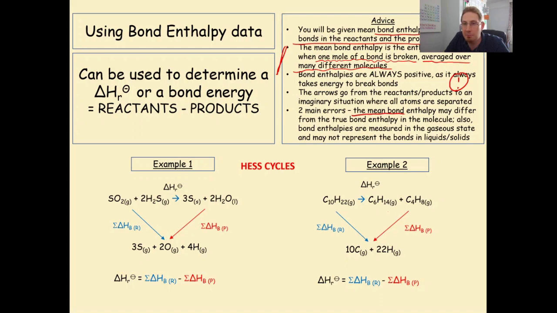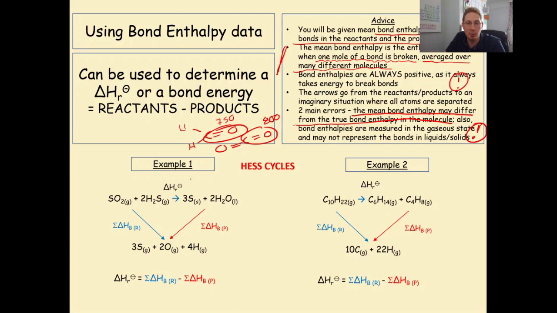The mean bond enthalpy may differ from the true bond enthalpy in the molecule. For example, the C=O bond in something like formaldehyde is a very different strength to the C=O bond in carbon dioxide. They're not similar. From memory, this is about 800 kilojoules per mole, and this one's only about 750. So substantial differences there. Also, bond enthalpies are measured in the gaseous state, and they may not represent the bonds in liquids and solids. Okay, so bearing that in mind.